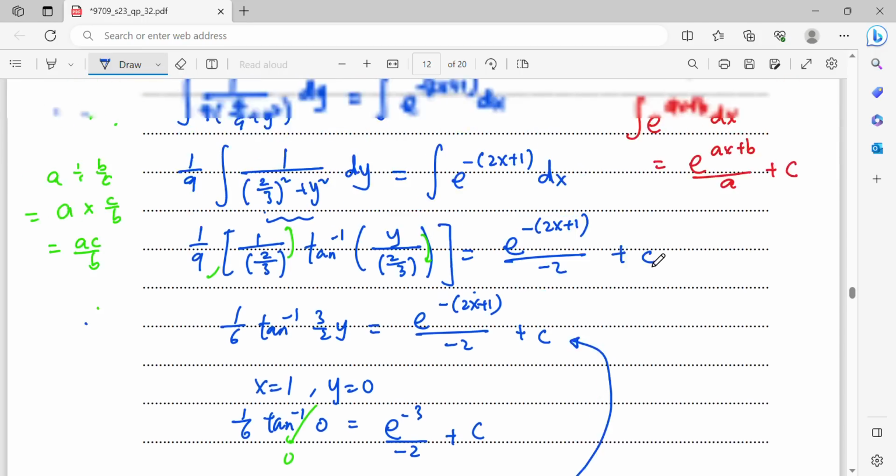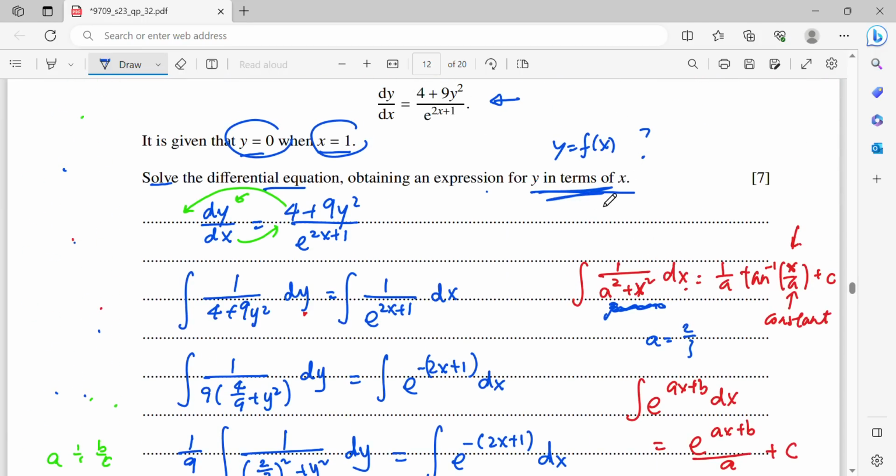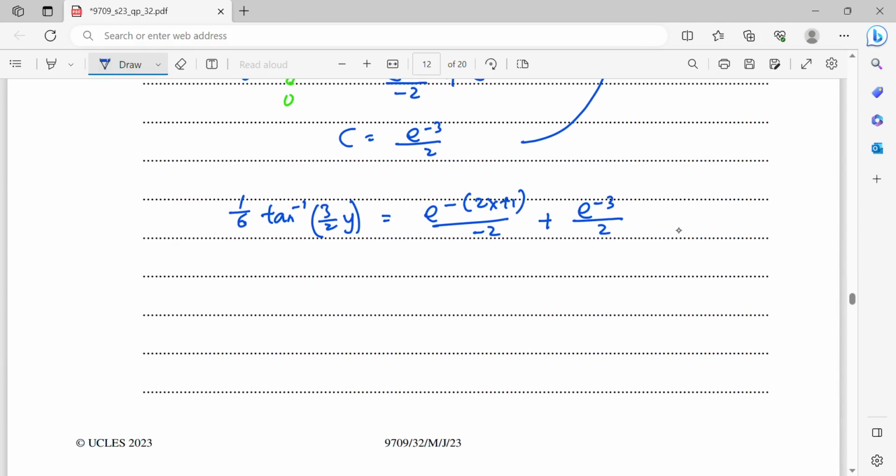And then if you still remember, the question is asking for y in terms of x. That means now I need to get the y as a subject. So before I get the y as a subject, I need to times the whole equation by 6 because I have 1 over 6 here. So I times the whole equation by 6. Then I will get inverse tangent 3 over 2y. Now 6 times 1 over negative 2, you will be getting negative 3 e negative 2x plus 1. And then 6 times positive half on the other side, it will be plus 3 e negative 3.